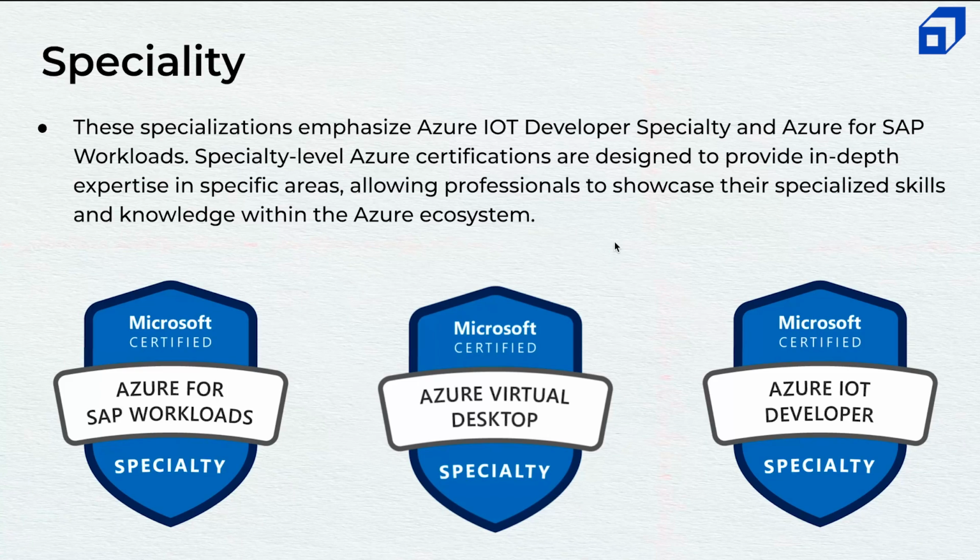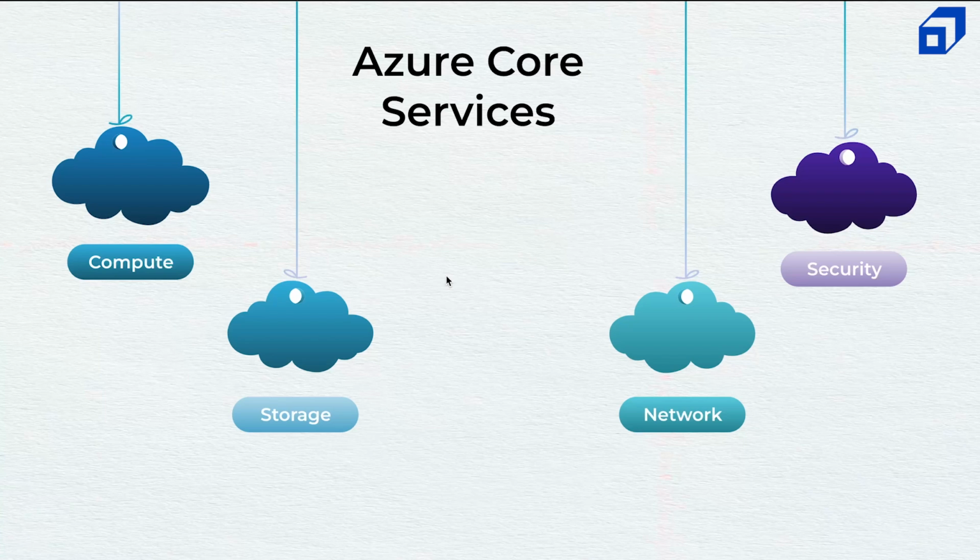So guys, this was a complete overview of the different Azure certifications. Now we'll understand more about Azure Fundamentals, which is the fundamental certification as I told earlier. There are more than 150 Azure services present within the Azure portal, within the Azure cloud, but here we are going to understand the core services of Azure. There are 4 different core services: compute, storage, network, and security. Let us start with the computational service.